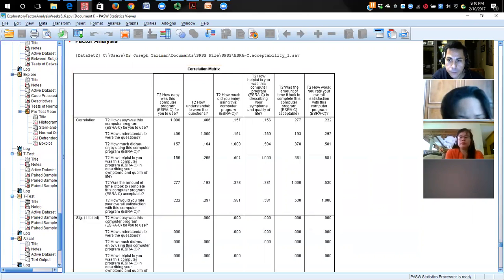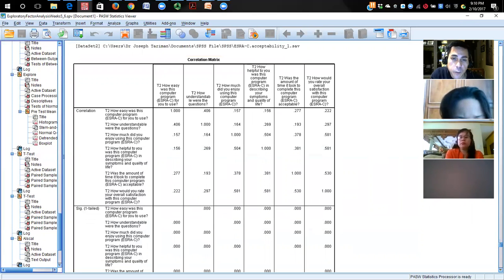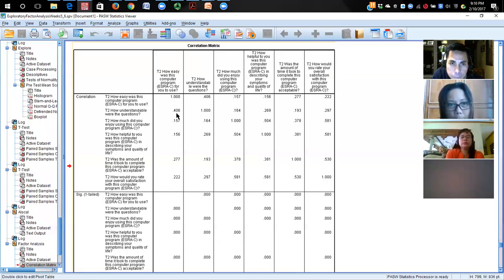So that's the most important part when you analyze correlation matrices: look at the items that are highly correlated to the other items. For how easy it was, the "how understandable" item correlated very strongly to that. And then how understandable is the question. If you look here, it is highly correlated with how easy was the program, because that's 0.46. And then how helpful to you was this computer has a high correlation of 0.581 to the overall satisfaction, so helpfulness and satisfaction, and so on and so forth.